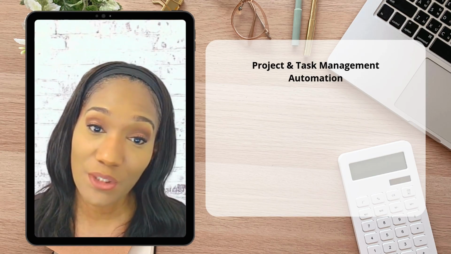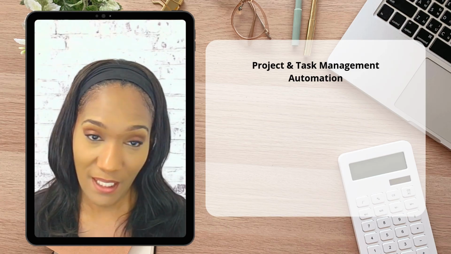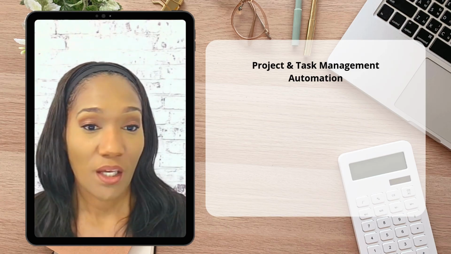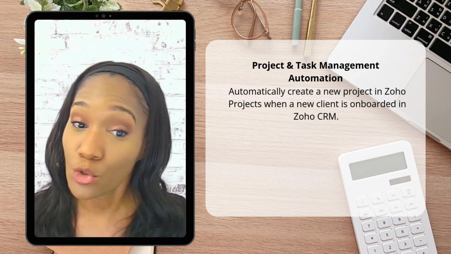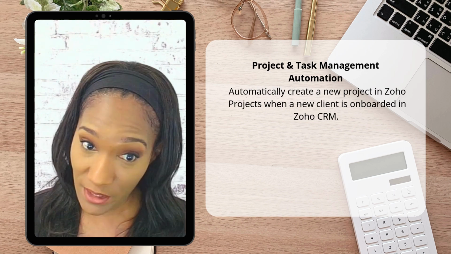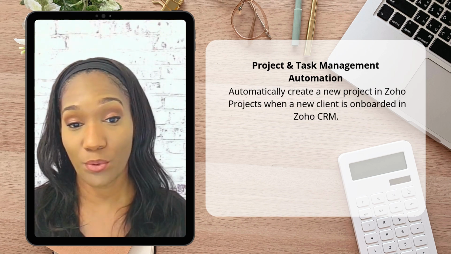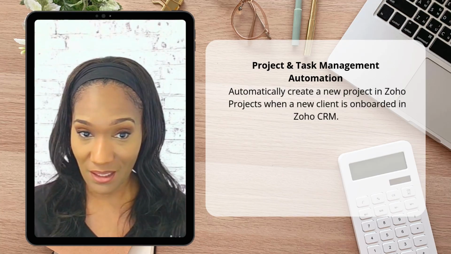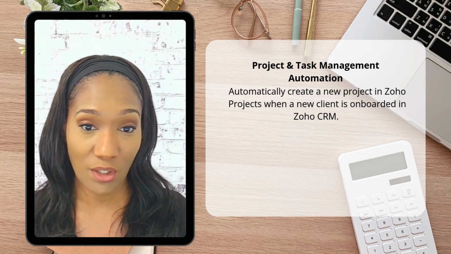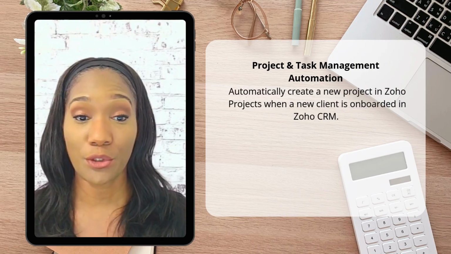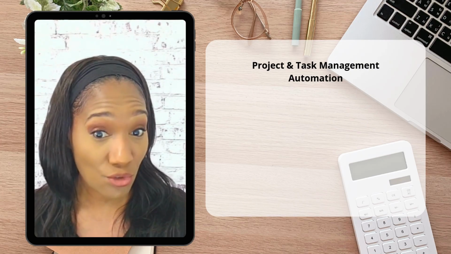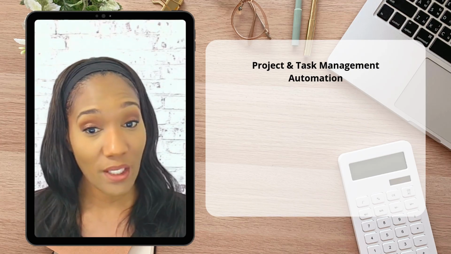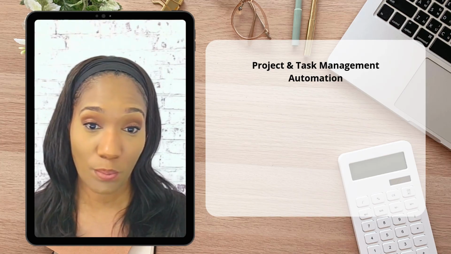For those of you who have services that you offer, you can set up project and or task management processes. So for example, you can automatically create a new project in Zoho Projects when a new client has onboarded in Zoho CRM. Let's just say they started out as a lead, you've converted them to an account, contact, and deal, and now you've closed the deal. Well, that can be your trigger.